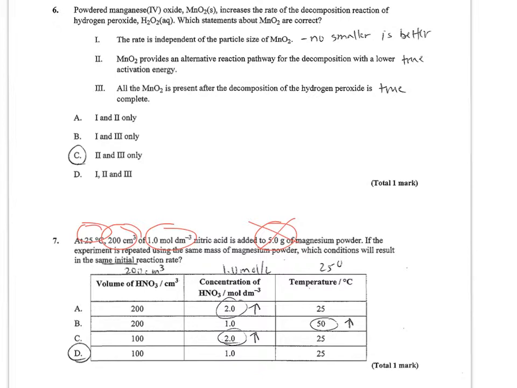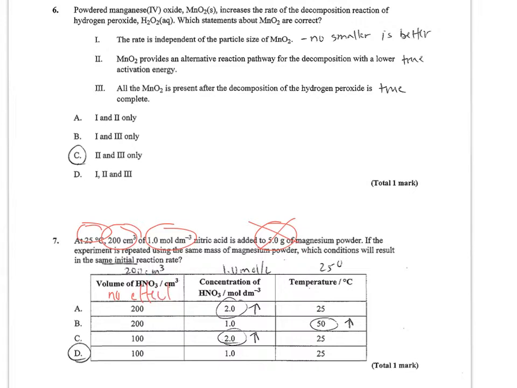So if I look, changing my volume from 200 to 100, that should have no effect. Volume is not going to affect the reaction rate. It will affect my yield. If I have a greater volume, the same rate will continue for twice as long, but this will have no effect on the yield. So any of these is possible.